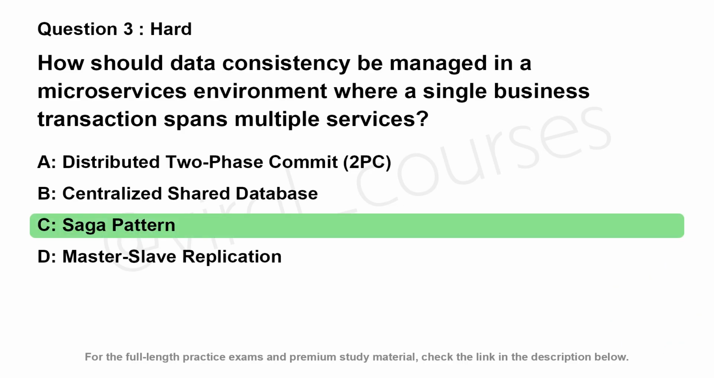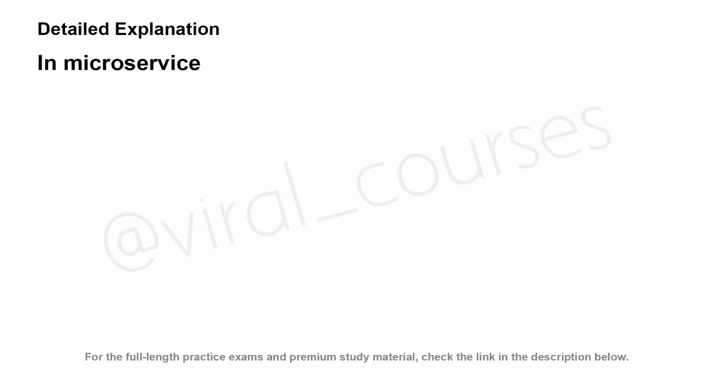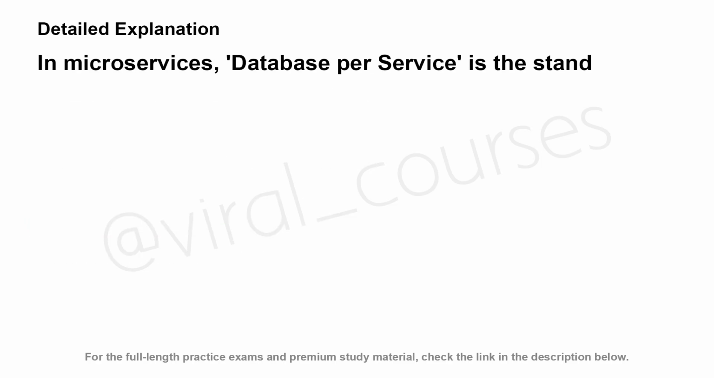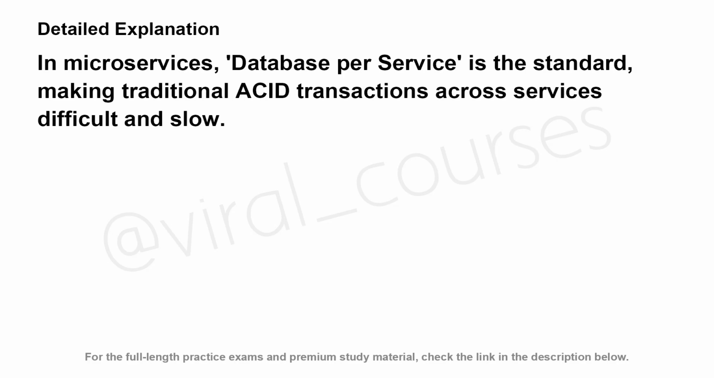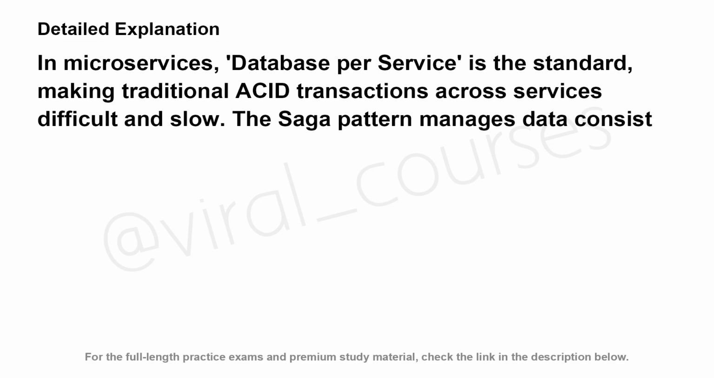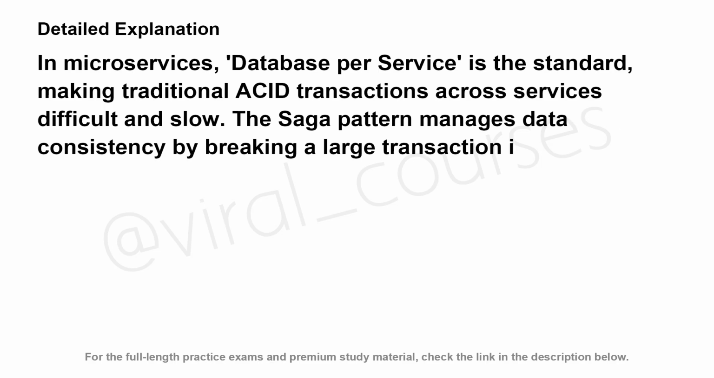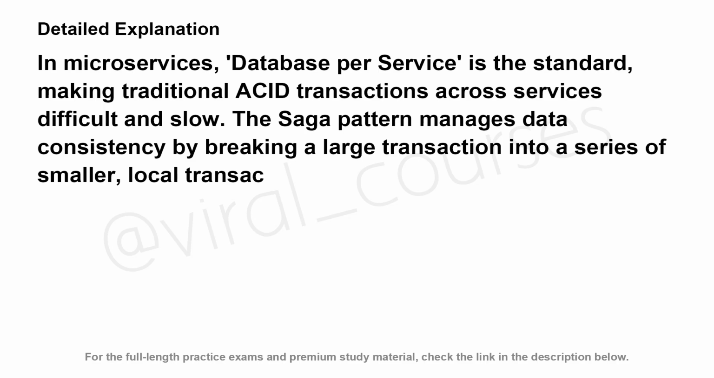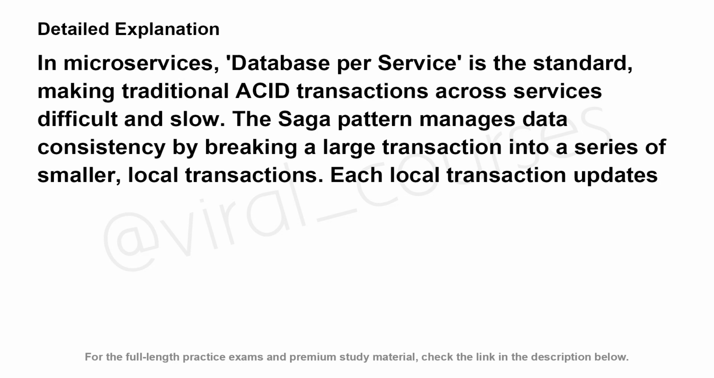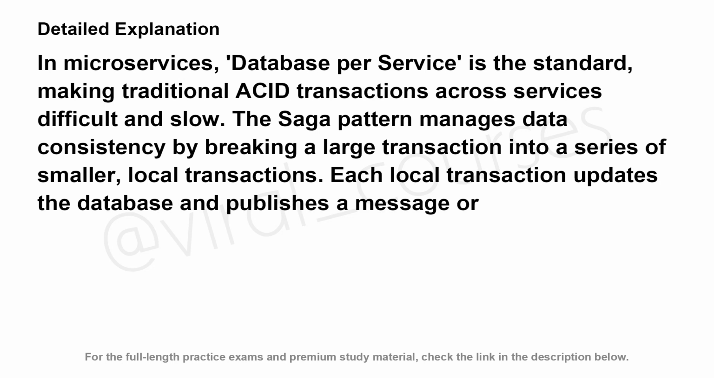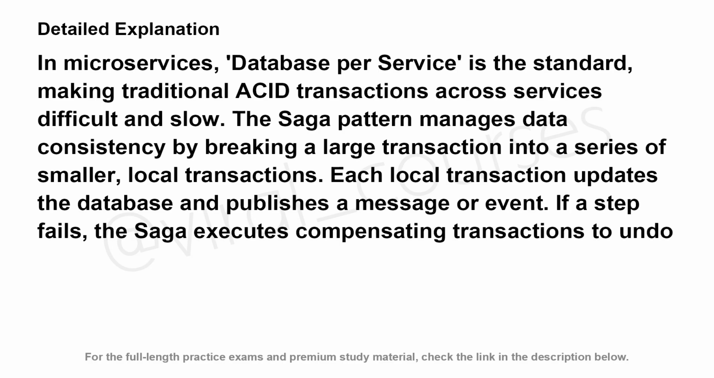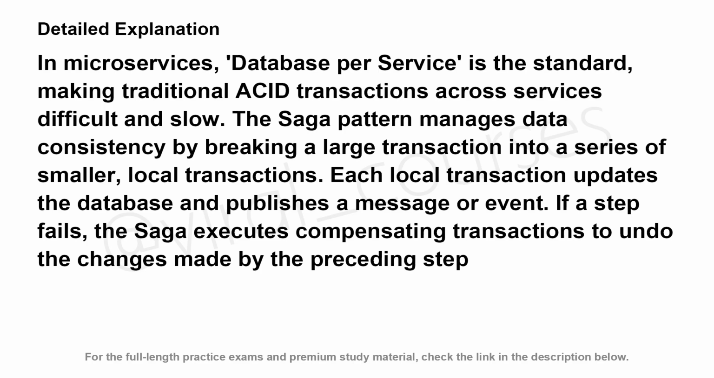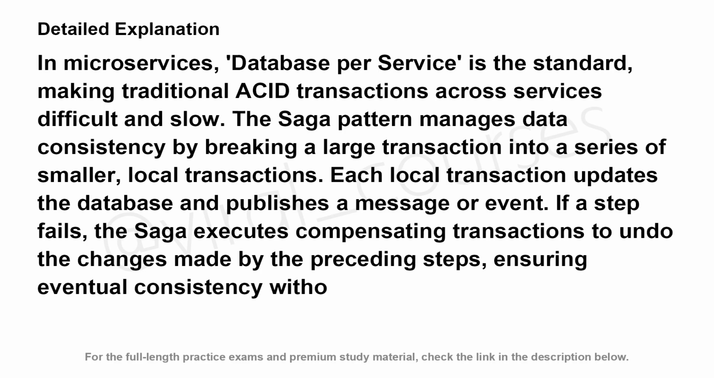The correct answer is C. In microservices, database per service is the standard, making traditional ACID transactions across services difficult and slow. The Saga pattern manages data consistency by breaking a large transaction into a series of smaller, local transactions. Each local transaction updates the database and publishes a message or event. If a step fails, the Saga executes compensating transactions to undo the changes made by the preceding steps, ensuring eventual consistency without the locking overhead of 2PC.